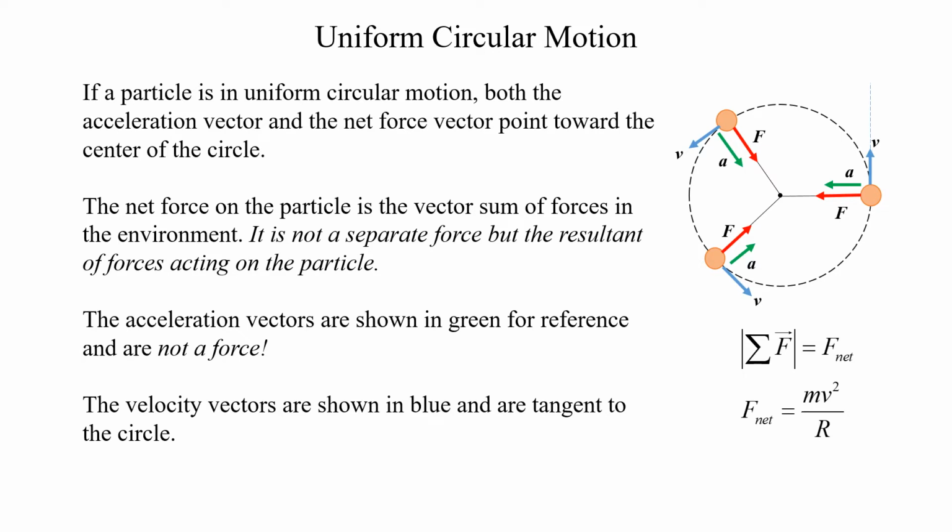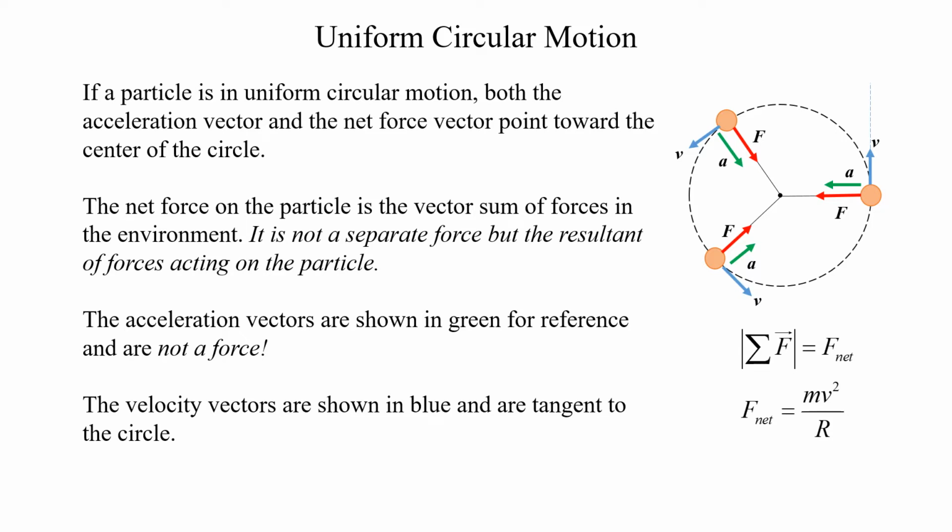So the net force on the particle is the vector sum of forces in the environment. Remember that centripetal force, mv squared over r, is not a force in itself. It is the resultant of forces in the environment. So notice that as this object moves around in a circle, if the force is suddenly gone, then the object will move in a straight line, in a line tangent to the circle.